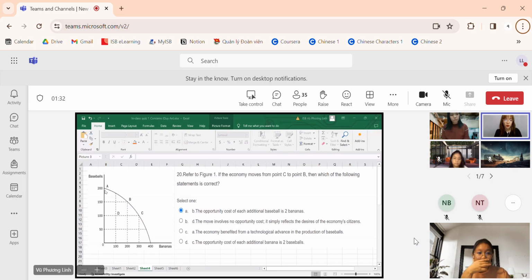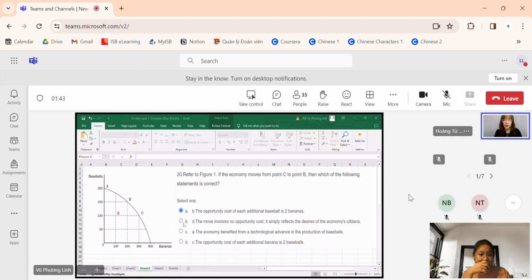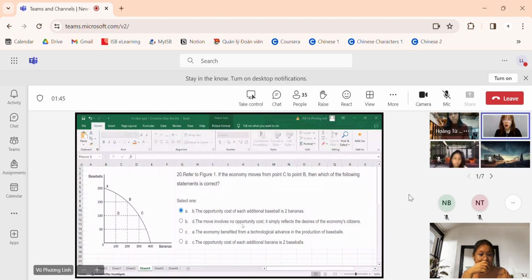So 50 more baseball, and then it has to give up 100 bananas. Okay, so we have some answers. All right, let's look at B first. The move involved no opportunity cost, so it's wrong, right? Because we face the trade-off. Yeah, the economy benefited from the technology advance.